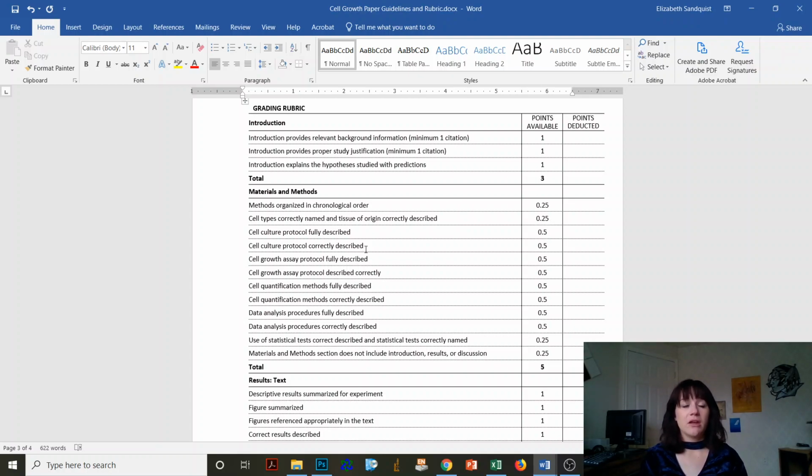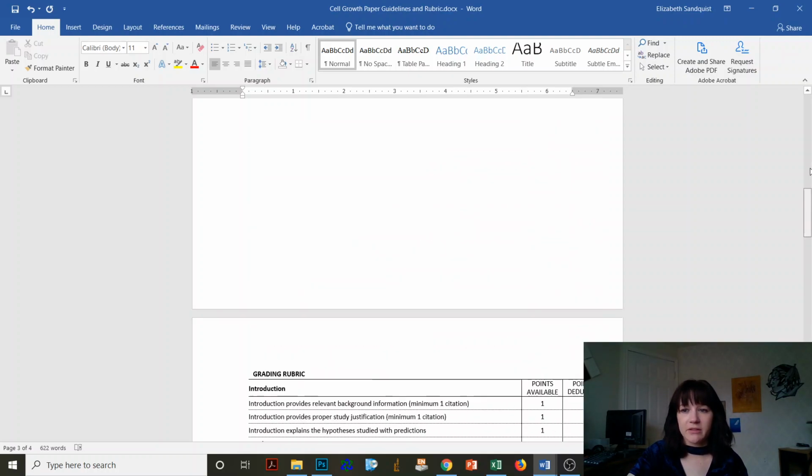So say you described how to use the hemocytometer wrong, right? At least you tried to explain part of the cell growth assay protocol. If you did it wrong, I would just put in some comments on how to fix that. And then for the final draft, it should be corrected. So let's go back to this first page.